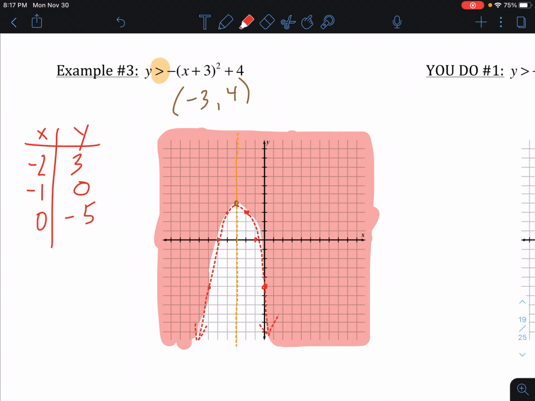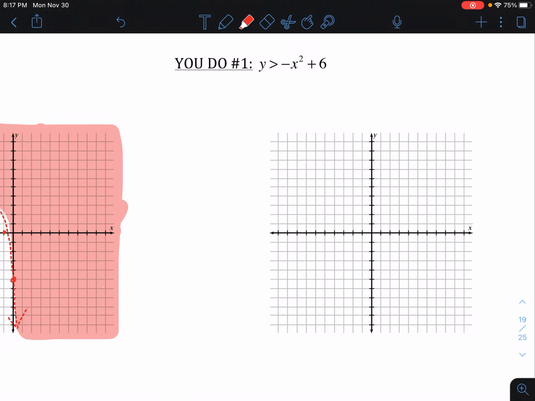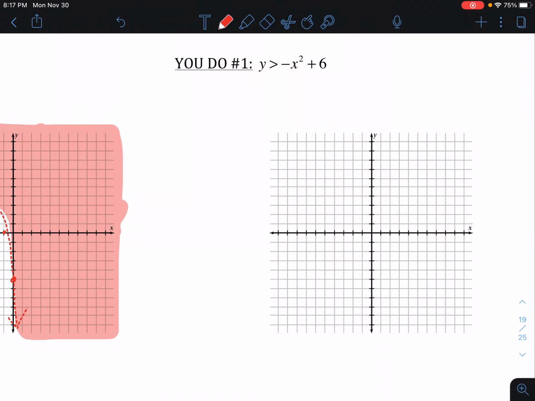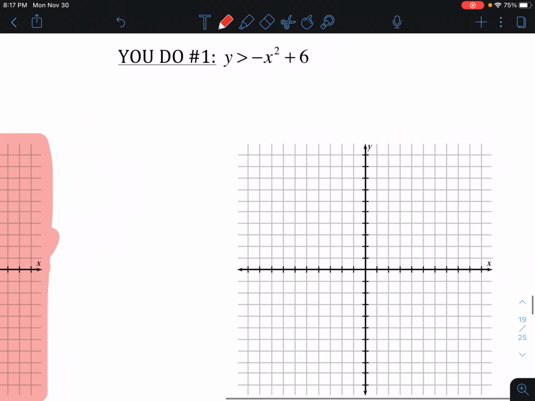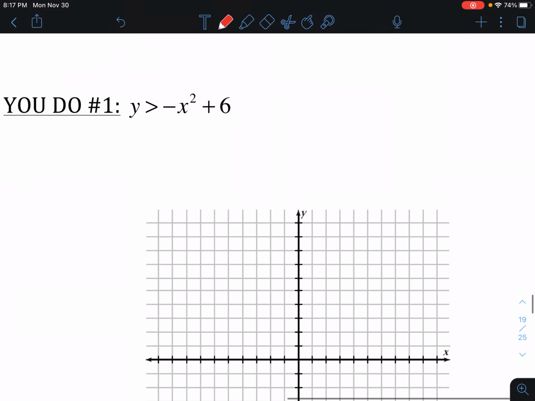And there, it is done. Okay, I want you guys to try the next one on your own. So, the vertex here. Remember, I did tell you a huge tip the other day. When the B is 0, the vertex is 0.